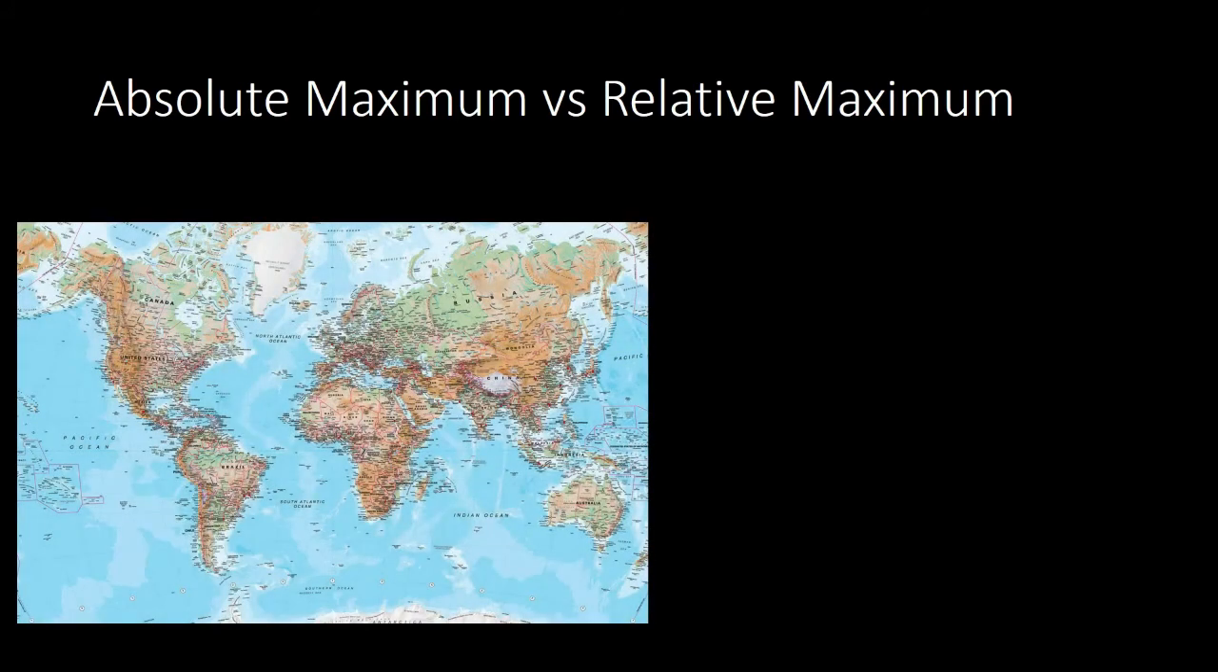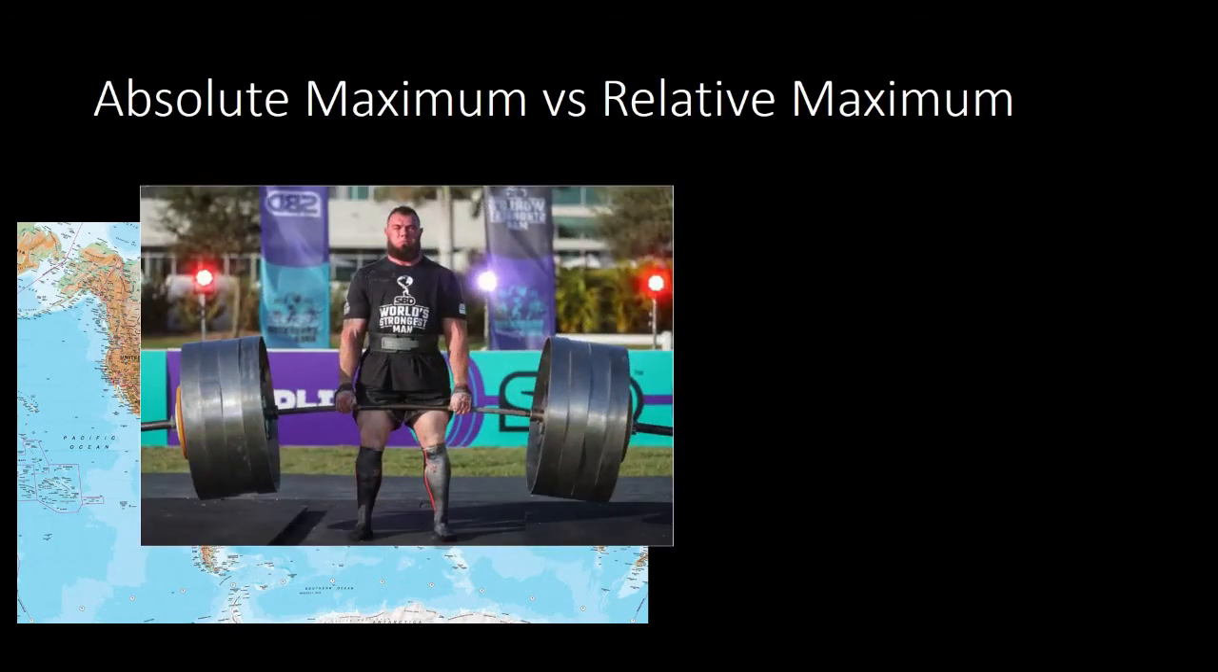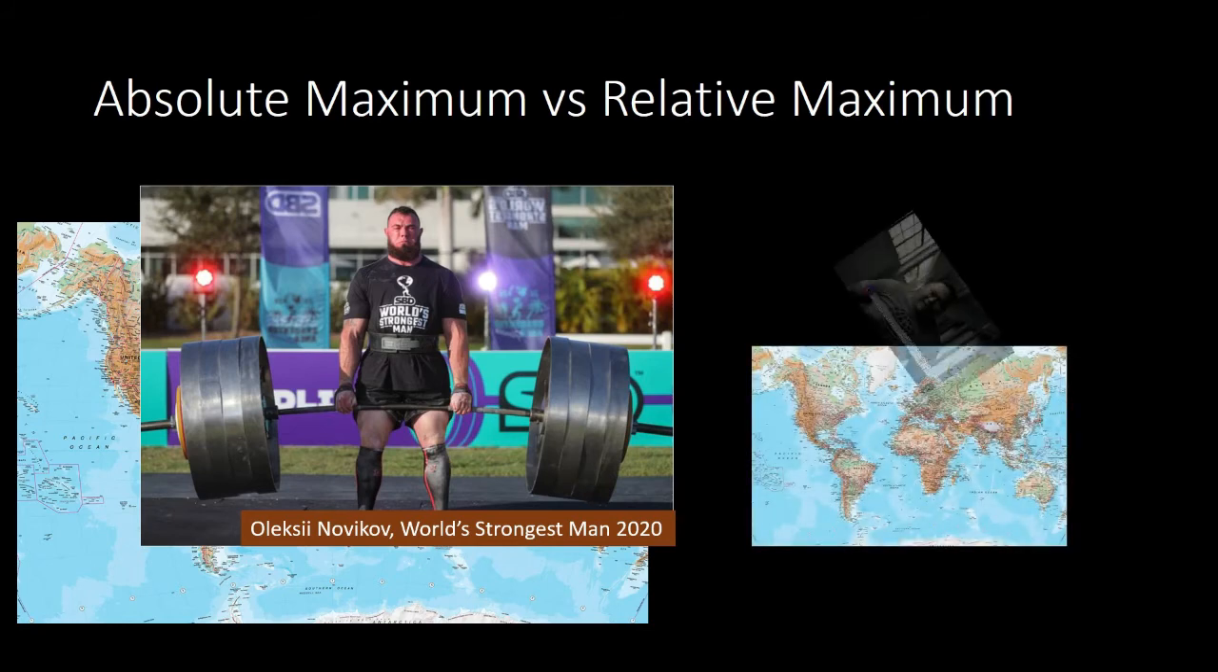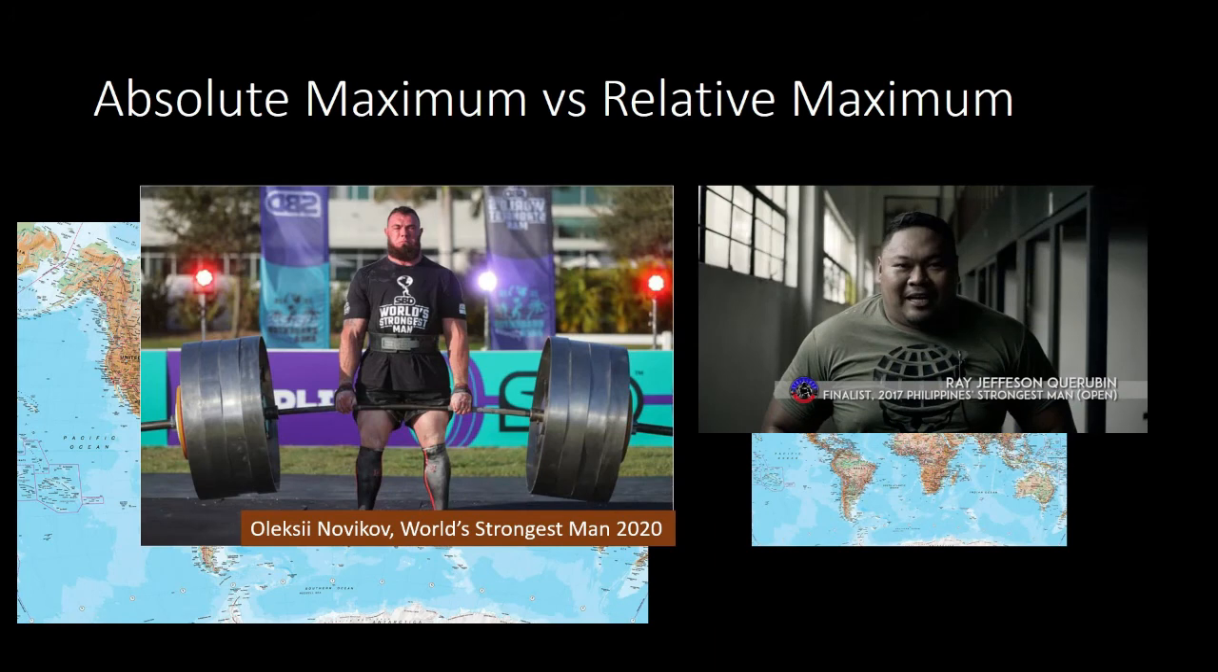By way of analogy, this is how I want to illustrate the similarity and difference between absolute maximum and relative maximum. In the world, we have the strongest man. He is this guy, the world's strongest man for 2020. His name is Oleksii Novikov. In the Philippines, we have the Philippines' strongest man. He is Ray Jefferson Kerubi.